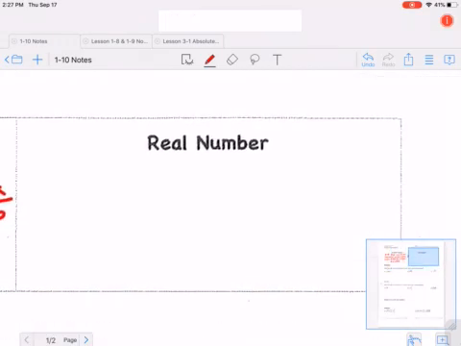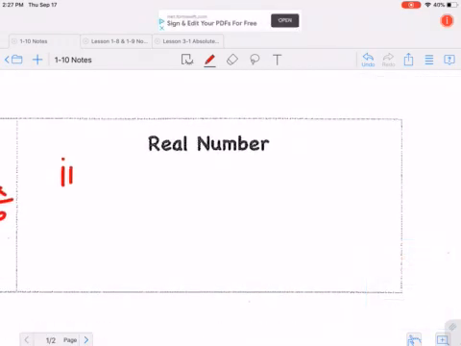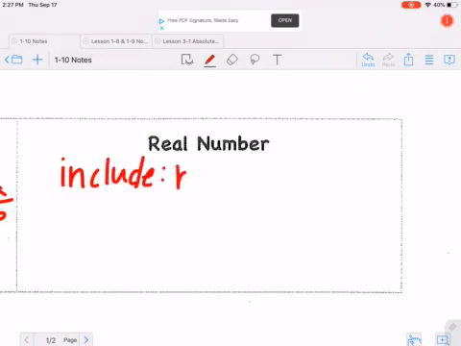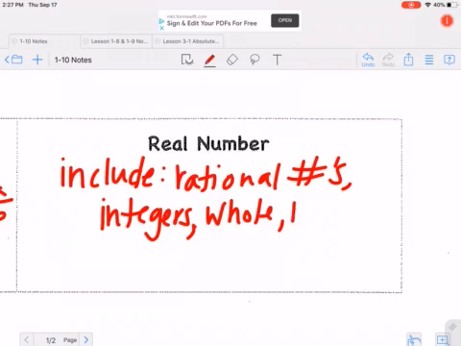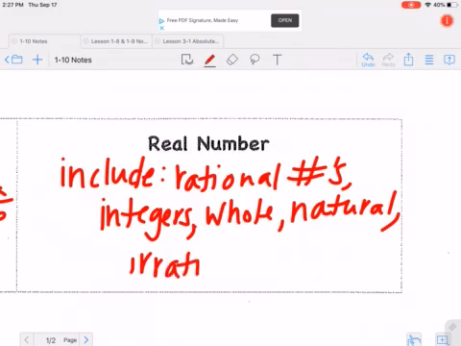And then our real numbers include rational numbers, integers, whole, natural, and irrational. All of the above.